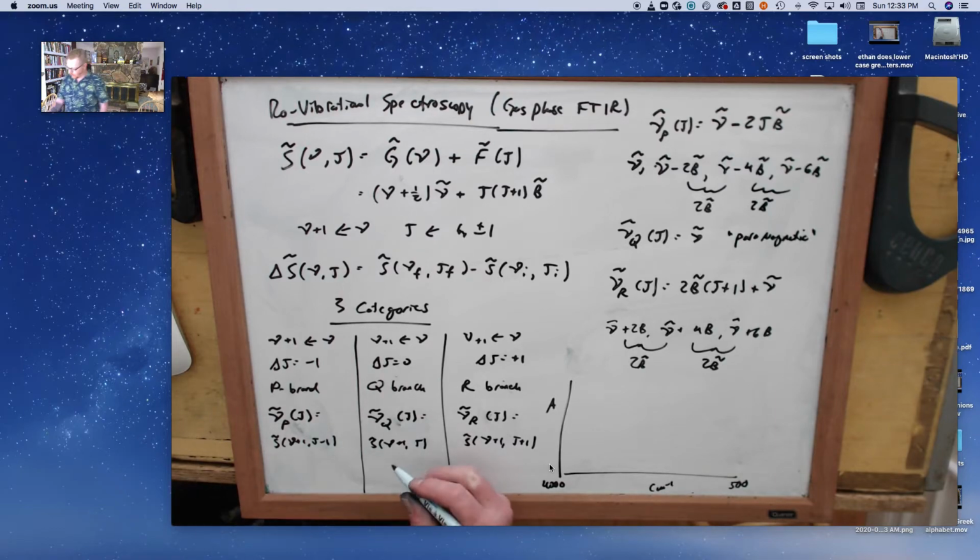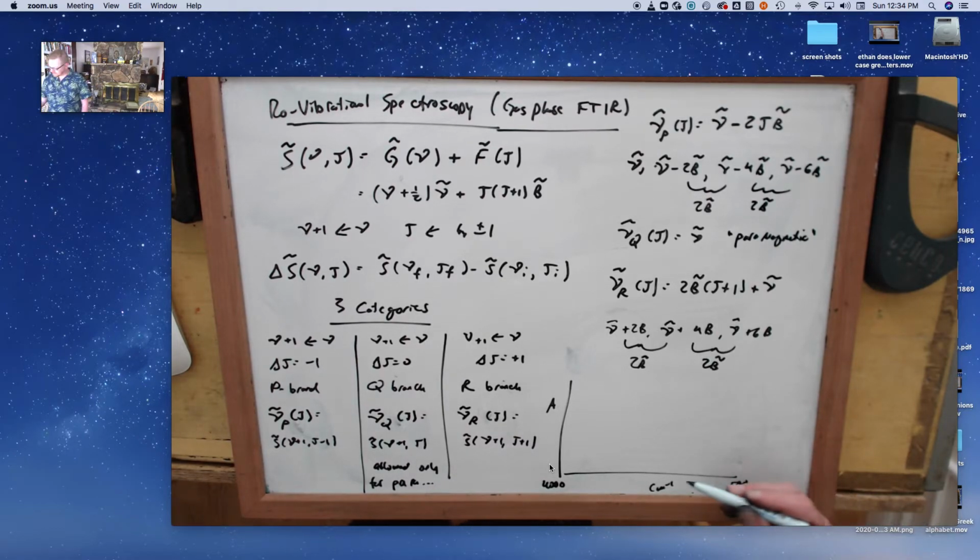Okay, so this is allowed only for paramagnetism. Okay, so a typical gas phase IR spectrum would look like the following. So if we had a Q branch, we would see it, let's say, right here. But if we didn't have a Q branch, we would see a bunch of lines, just like we saw with rotations. Okay. So I'll draw a couple of these.